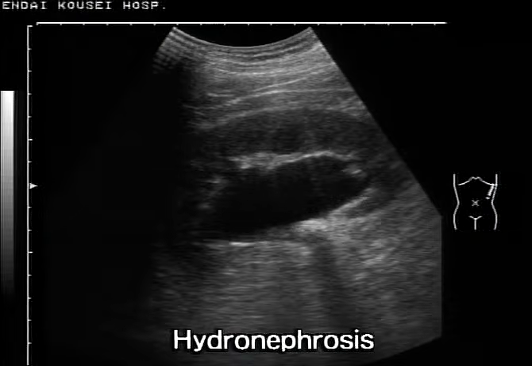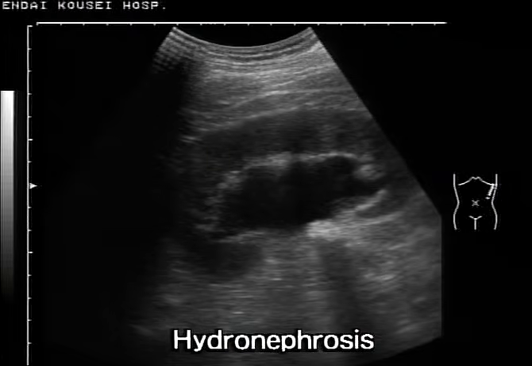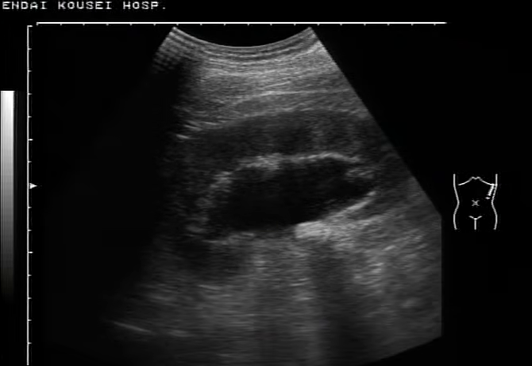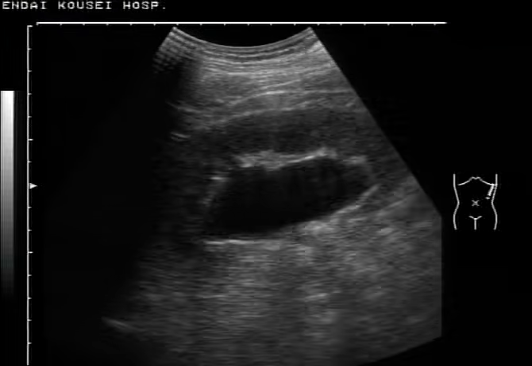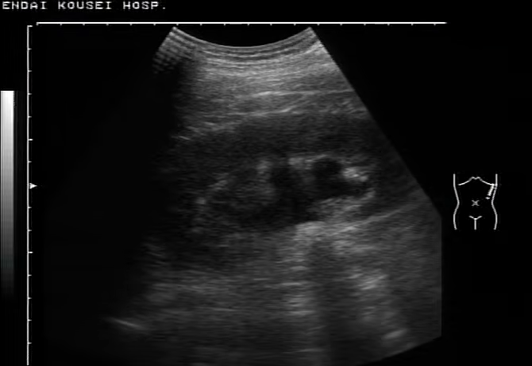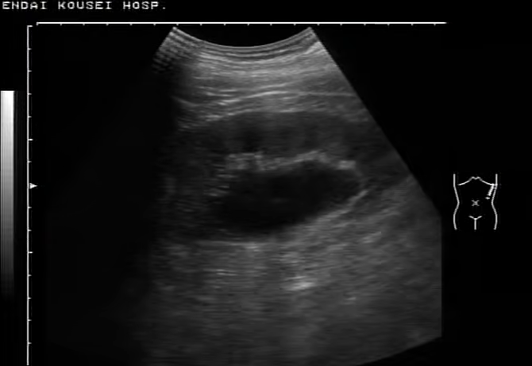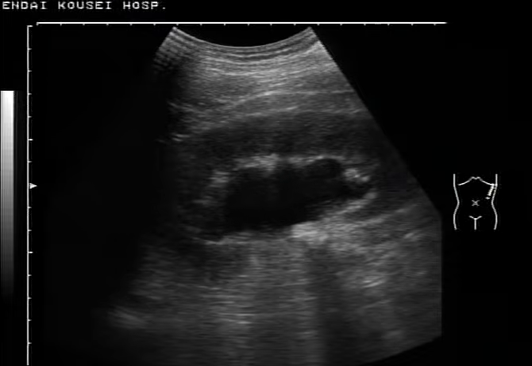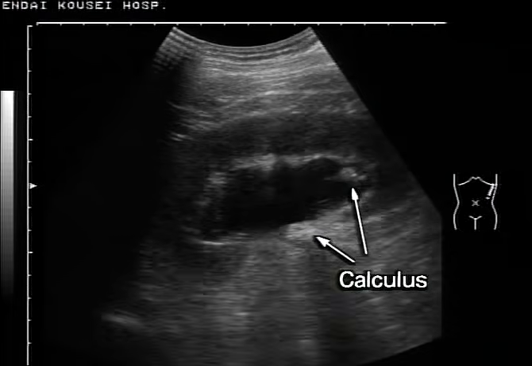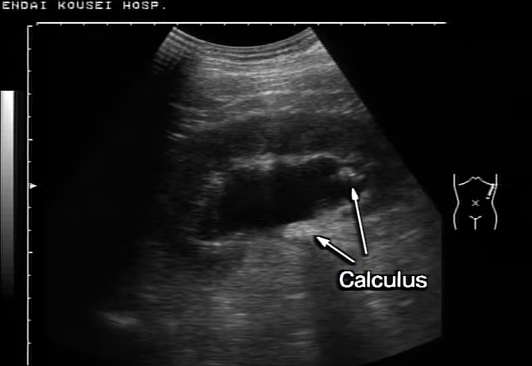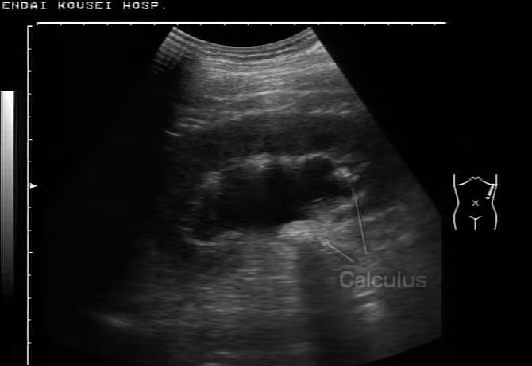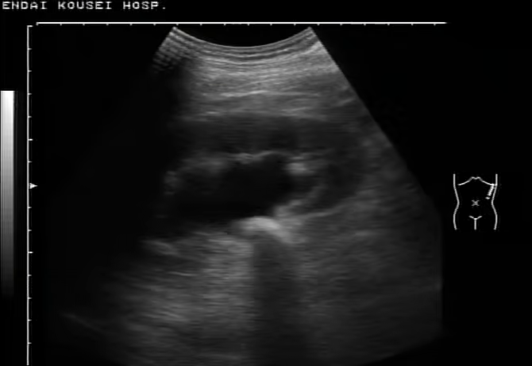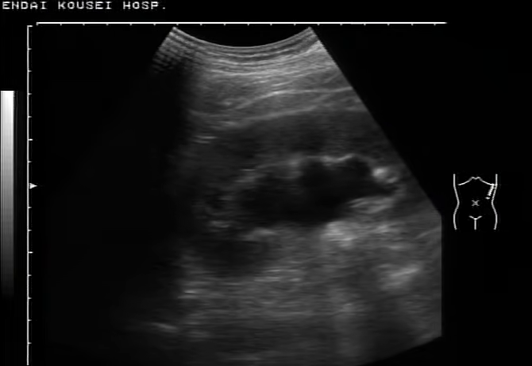Now, shall we evaluate cases using the left intercostal scan? This is a case of hydronephrosis. In a normal case, the renal pelvis cannot be visualized due to the echoes from the center. Hydronephrosis results in the retention of urine in the renal pelvis. Therefore, the renal pelvis appears as a no-echo area intervening the center. A calculus 15 millimeters across is seen at the renal pelvis and the origin of the ureter in a no-echo area. Furthermore, another calculus 10 millimeters across is seen in the inferior calyx.